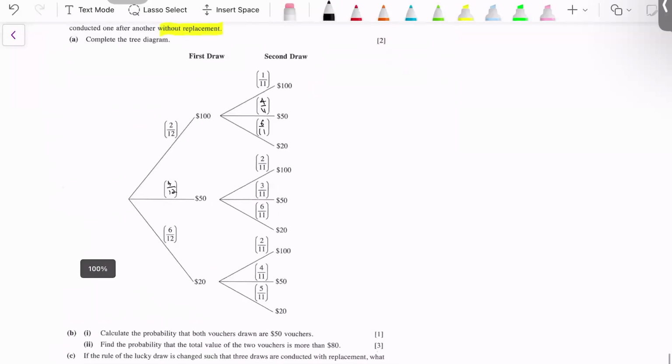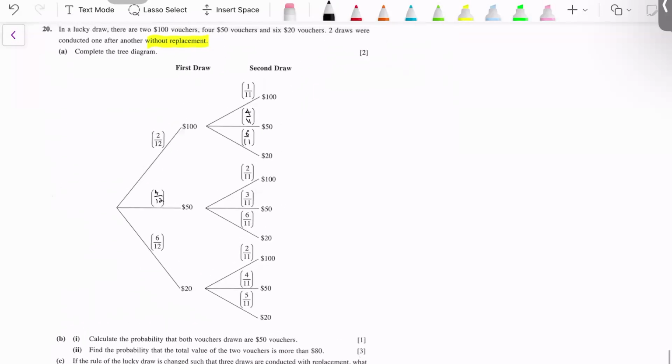So in this case, they ask for B part 1, calculate the probability that both vouchers drawn are $50. So we just need to multiply the probability of the first draw being $50 and the second draw being $50, which is 4 of 12 multiplied by 3 of 11. And that will give us 1 out of 11. Okay, so for B part 2, it says find the probability that the total value of two vouchers is more than $80.